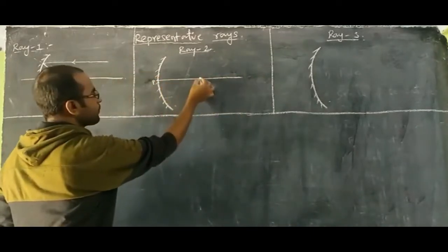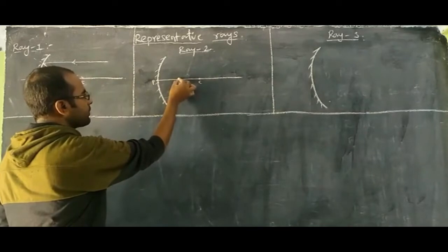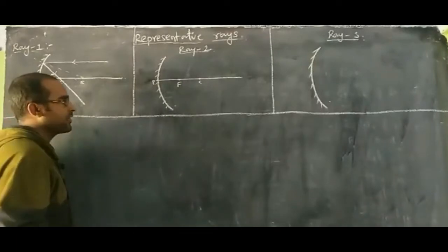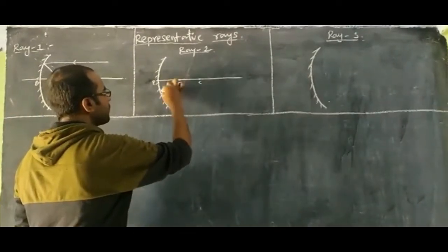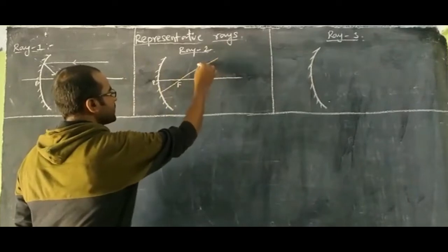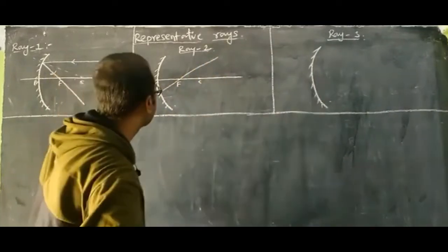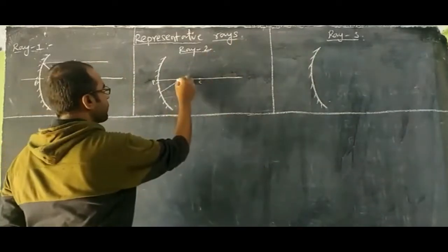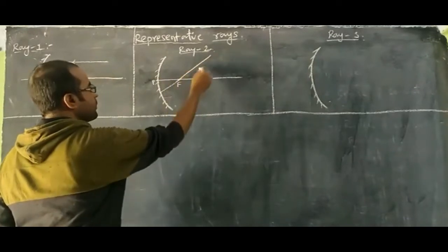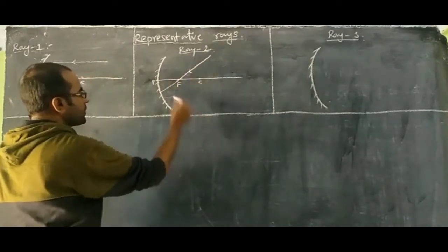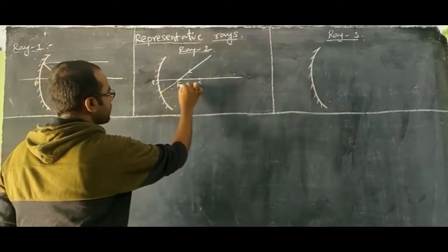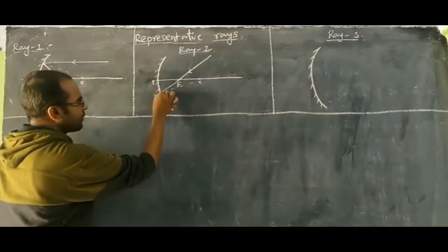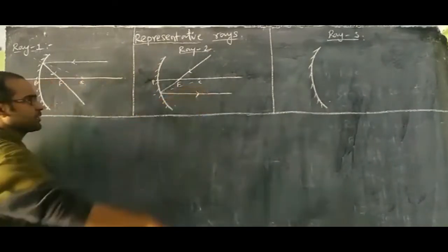Coming to ray 2, here the pole, principal axis, center of curvature, and focal point or focus. Next, what is the second ray we can take? A ray which is passing through the focus. It should not be curved, it should be straight, right? So for a ray passing through the focus, here also we can draw the normal at this point, and after reflection it passes parallel to the principal axis.